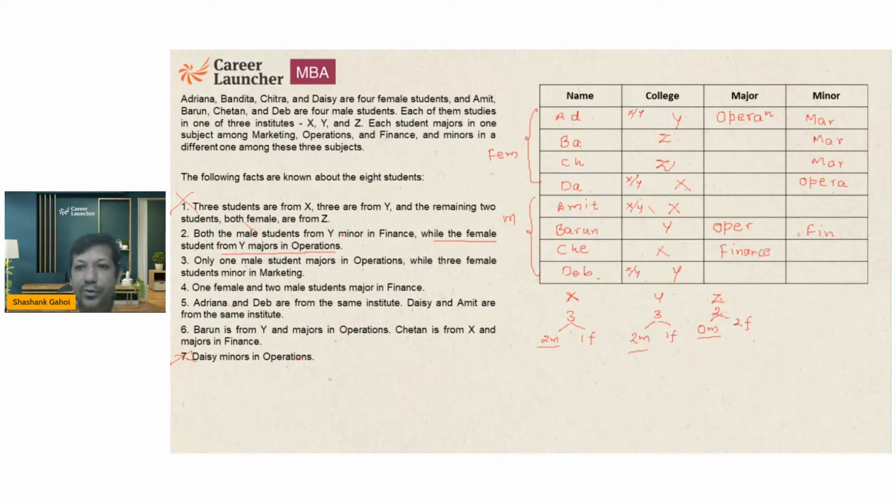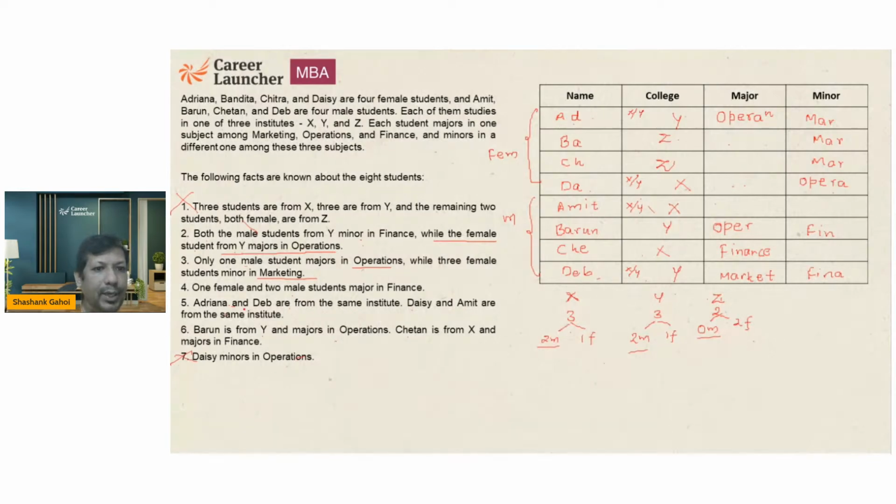Now both male students from Y minor in finance. So this is definitely going to be finance. Now if this is finance, then this cannot be finance. This cannot be operations because there is only one male student in operations. So this should be marketing. Got this one. Now this guy can be from marketing or finance, whatever it is. Now anything else I am getting? Only one male student majors in operation, while three female students minor in marketing. So this is operations. This can't be operations, so this can be either marketing or finance. This can be marketing or whatever it is.